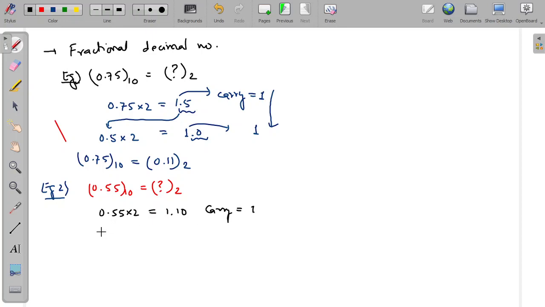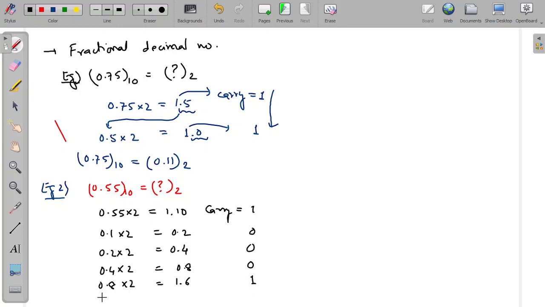Now the next multiplication would be with 0.1 into 2, which is equal to 0.2. So carry is 0 here, right? Next step would be 0.2 into 2, which is 0.4. Carry is 0 here. We will not stop because the fractional part has not become 0. Okay, now 0.4 times 2 is 0.8. Carry is still 0 here. 0.8 times 2 is 1.6. The carry is 1.